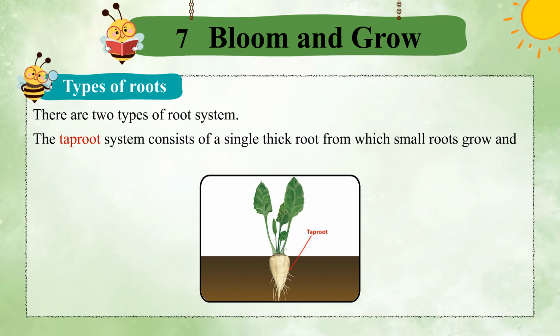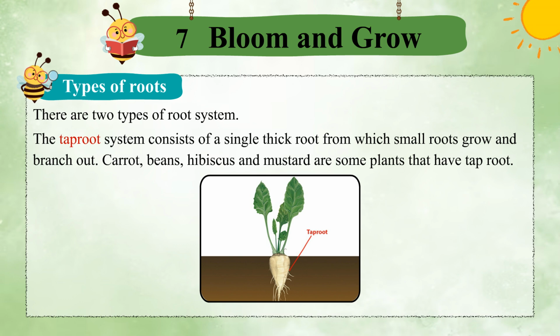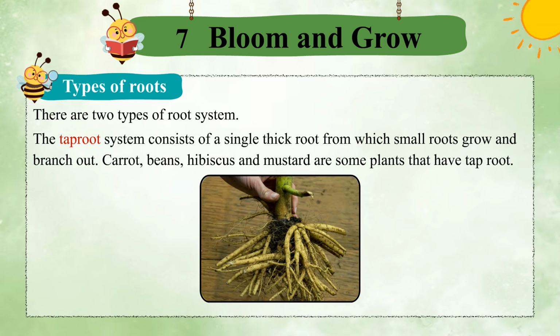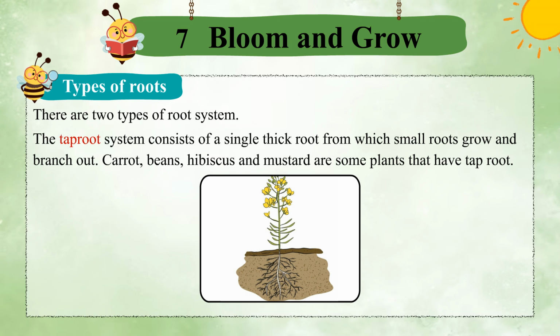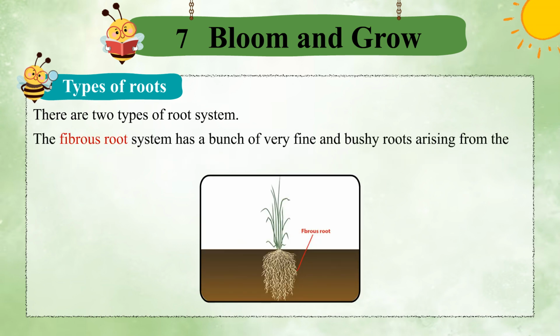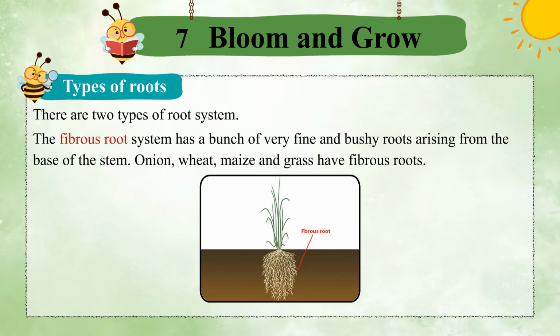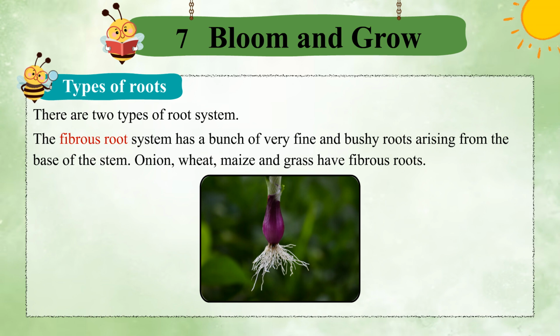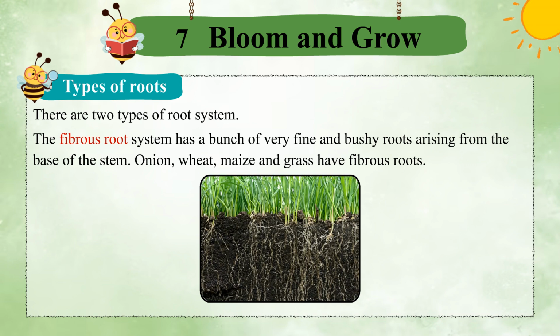The taproot system consists of a single thick root from which small roots grow and branch out. Carrot, beans, hibiscus and mustard are some plants that have taproot. The fibrous root system has a bunch of very fine and bushy roots arising from the base of the stem. Onion, wheat, maize and grass have fibrous roots.